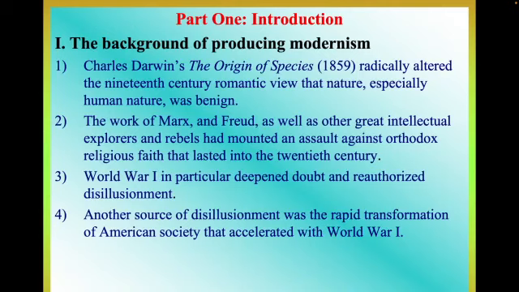We start with Charles Darwin's The Origin of Species in 1859. This is going to radically alter the 19th century romantic view that nature, especially human nature, was benign. Also, the works of Karl Marx and Freud, as well as other great intellectual explorers and rebels, had mounted an assault against the orthodox religious faith that is going to last into the 20th century.